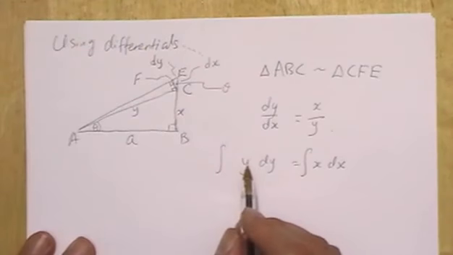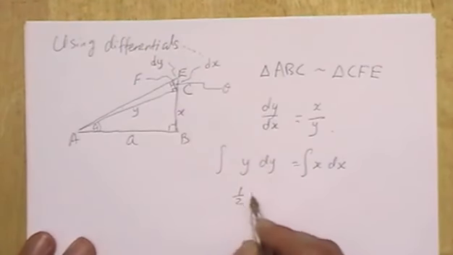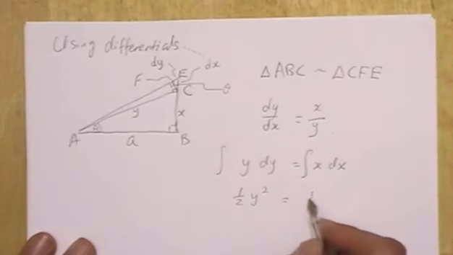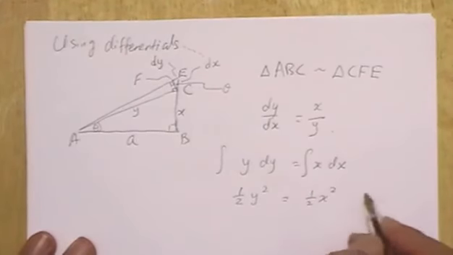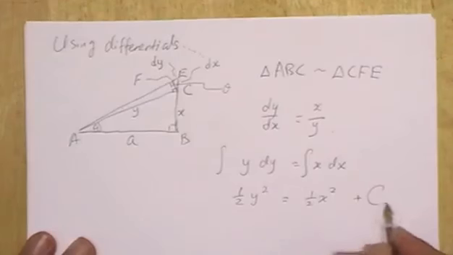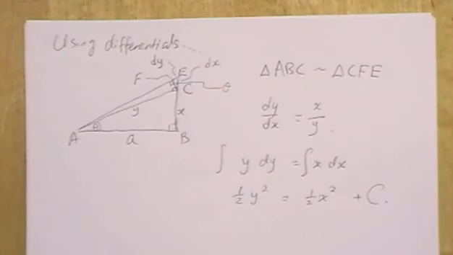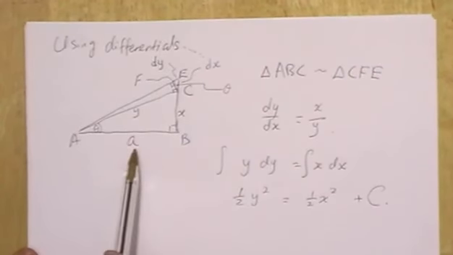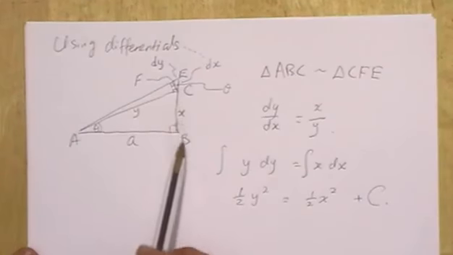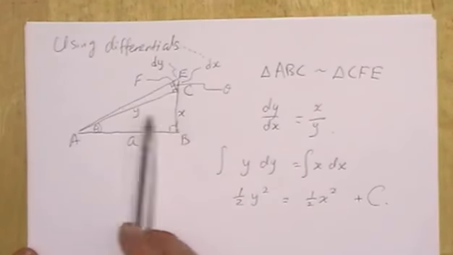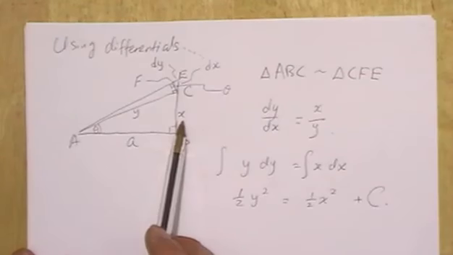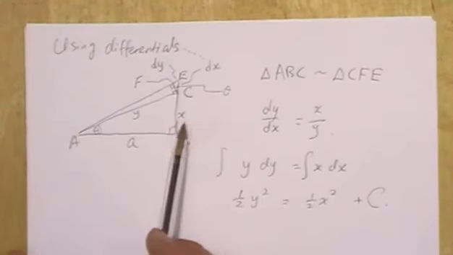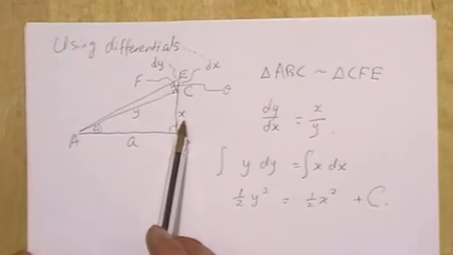So if we integrate y by dy, we'll get half y squared. x by dx gives half x squared. And then we get this unknown constant, big C. And now we put in the possible values for x and y. Now, if we just look at this triangle, x and y can represent any values. It's supposed to be general.